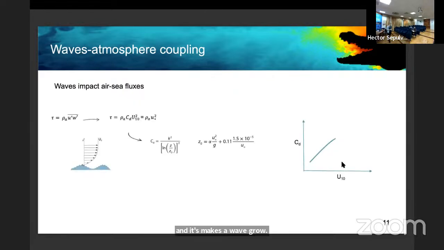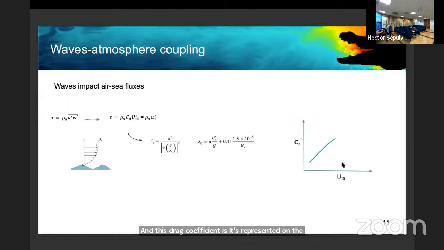So the impact of the waves on the air-sea fluxes are generally parametrized. So here you have the wind stress formulation, that is the product of the variation of U and W. And in a model, generally, we're using bulk formulations that consider that these turbulent motions can be parameterized through a drag coefficient, CD, and the wind speed. And this drag coefficient, it's represented on the right-hand side here.